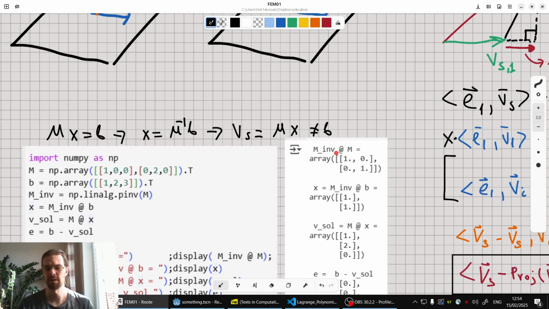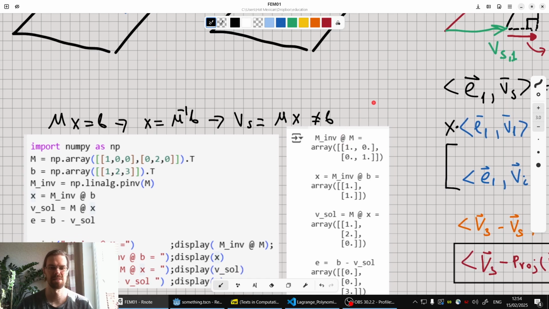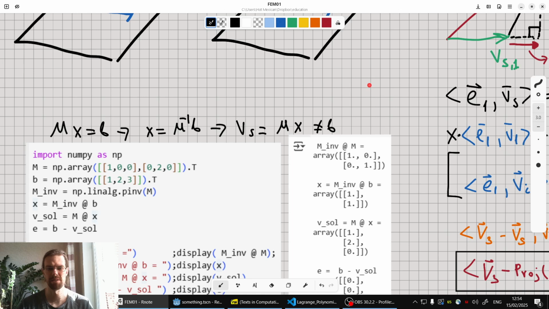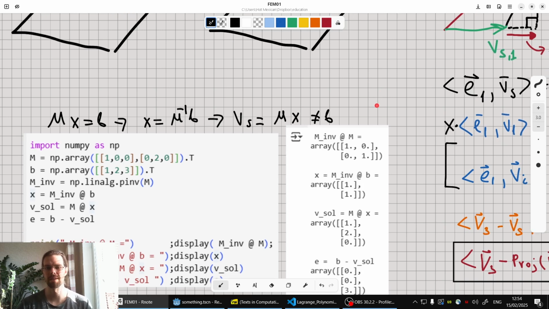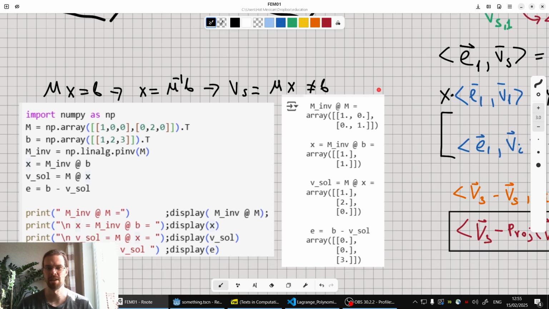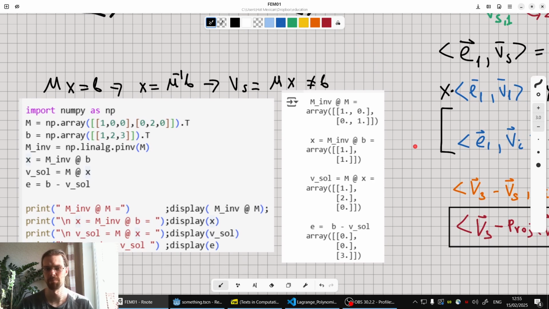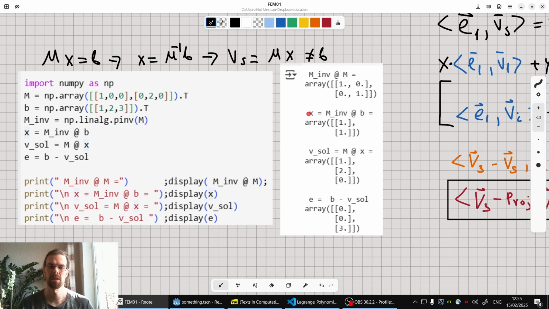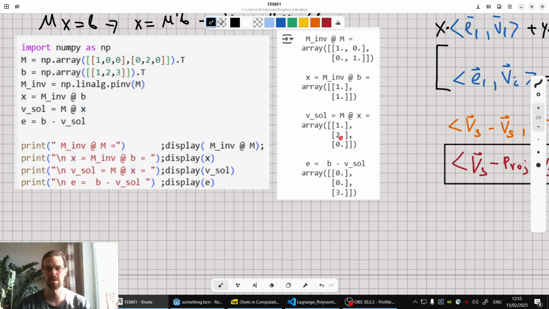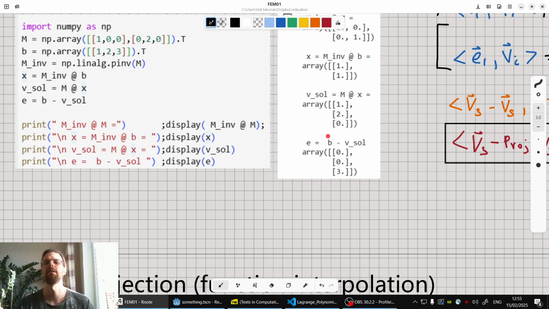Interestingly enough, I've checked M inverse multiplied by M, which should give unity. In fact, it gives unity here. I'm a bit amazed, but usually it will be something as diagonal-ish as possible. So these are the coefficients for our basis vectors. This is the solution. We'll see it lives in the xy plane. And we see the error is pointing straight up, so it's orthogonal to this plane.